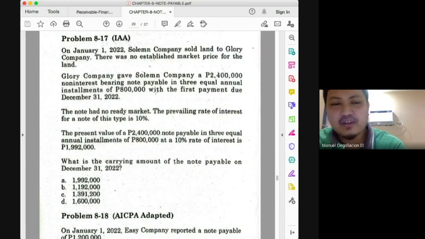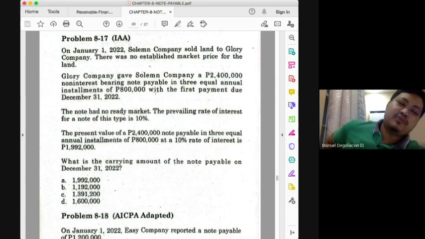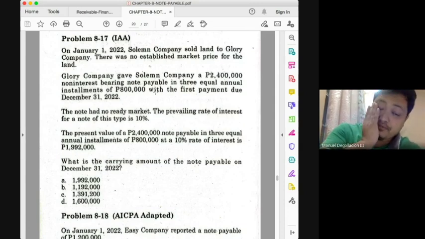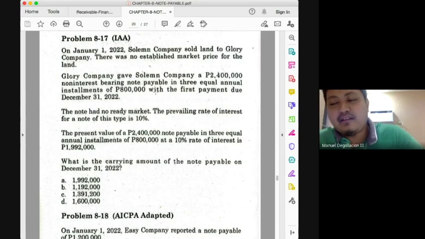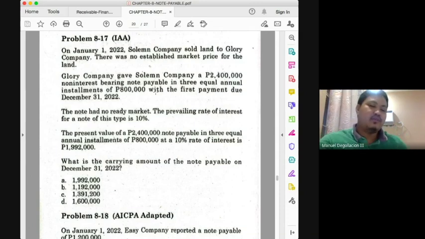Then that means out of the 800,000, 199,200 should be appropriated or should be allocated for interest. So that means the amount that will be considered as a payment for principal will be 600,800, and it is the 600,800 that will be deducted from the 1,992,000. Okay, so 1,992,000 less 600,800, you would get 1,391,200. And that is our answer in this problem.